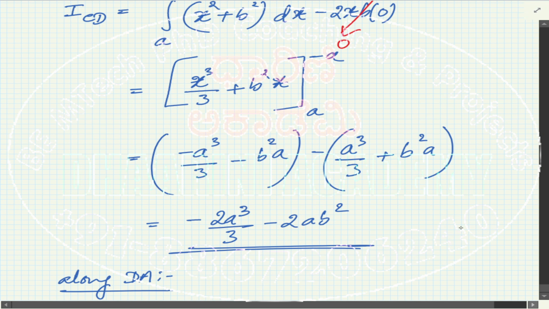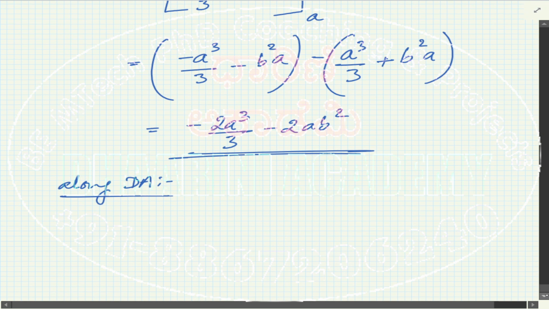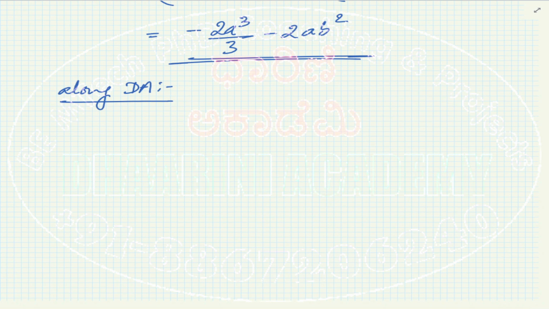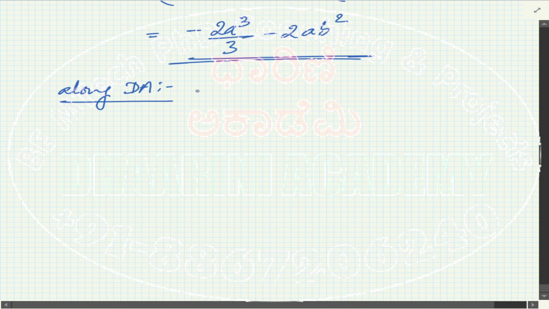All right, so along this curve DA I can write x equals to minus a. This means if you see a dx, you can replace it by 0. Then y varies between b and 0, it starts from b.